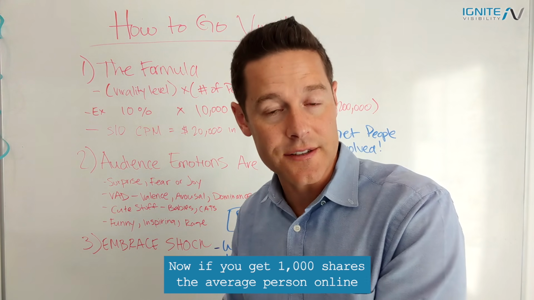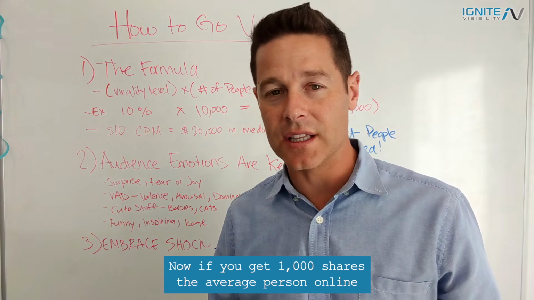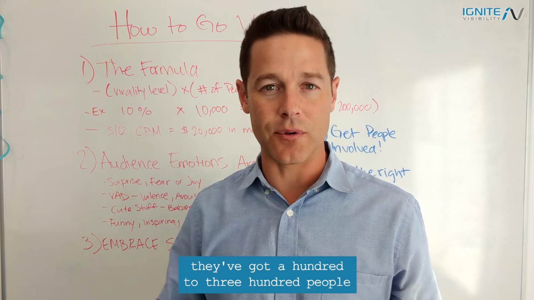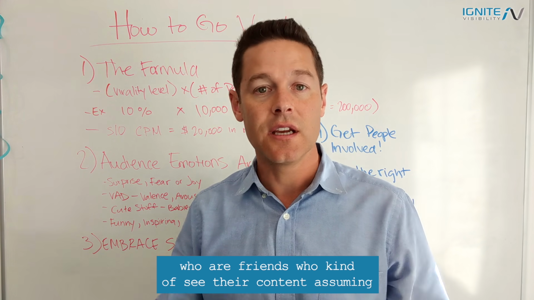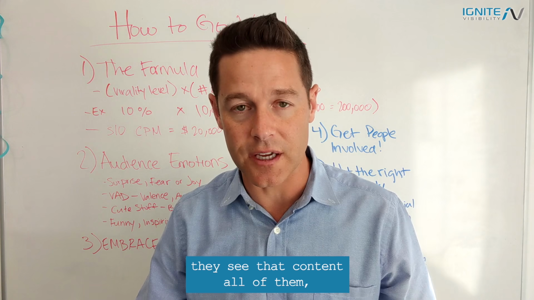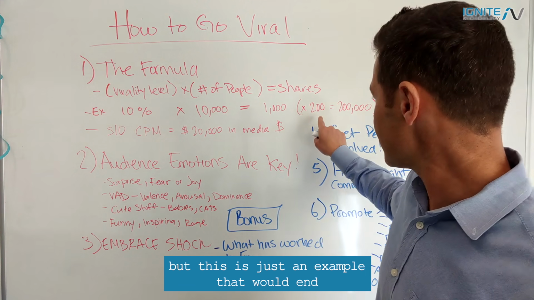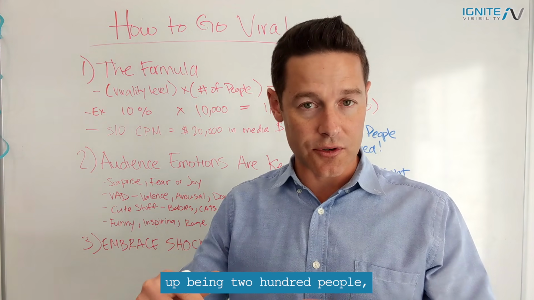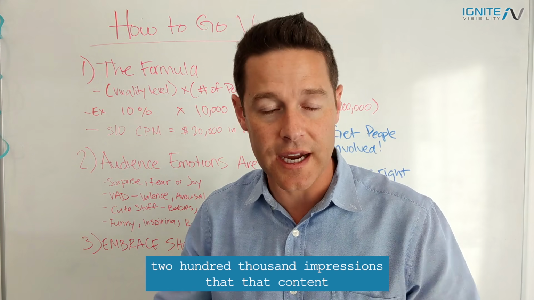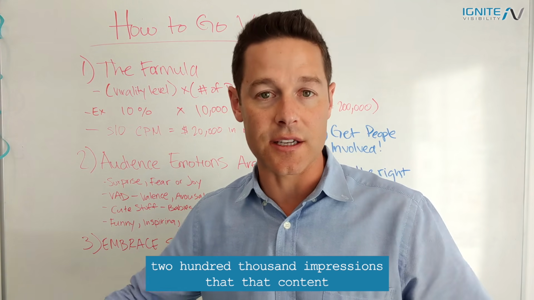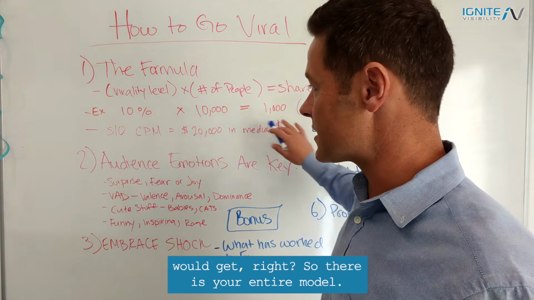Now, if you get 1,000 shares, the average person online, they've got 100 to 300 people who are friends who kind of see their content, assuming they see that content, all of them, which this isn't always the case on social media, but this is just an example. That would end up being 200 people, 200,000 impressions that content would get, right? So there's your entire model.